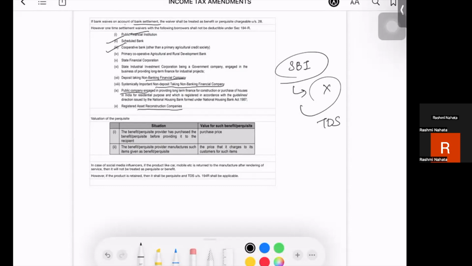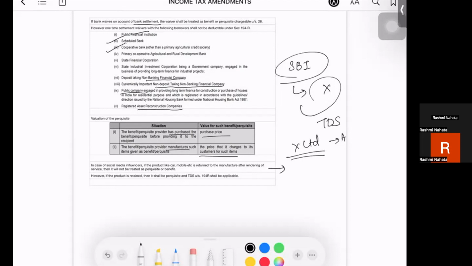How do we value the perquisite? If it is a purchased benefit, then the purchase price. Let's say X Limited had to buy the car to give it to A. So we have the purchase price. But if it so happens X Limited is the manufacturer, then normally what they charge the customer, that is the selling price, shall be taken into account.